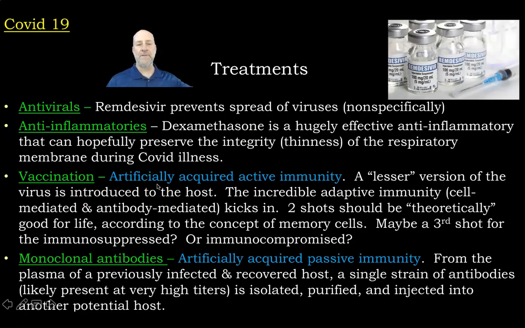How do you gain artificially acquired active immunity? You get a vaccination. And so a lesser version, a truncated, a blunted, a neutralized, a non-virulent version, a genetically modified version of that virus is introduced so that your body can see the spike protein and it can make antibodies against it. It can see the opponent without it being at full speed or even close to full speed.